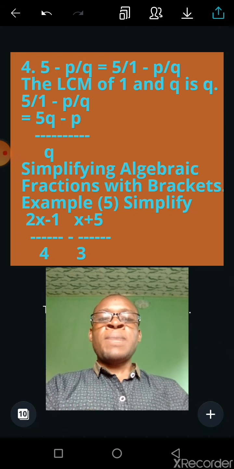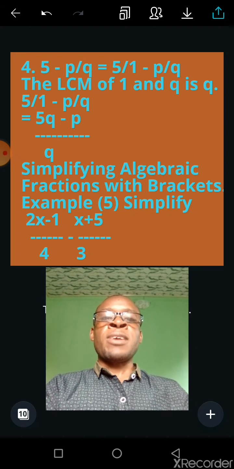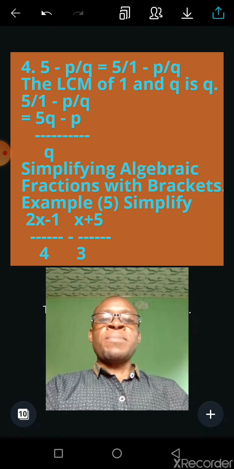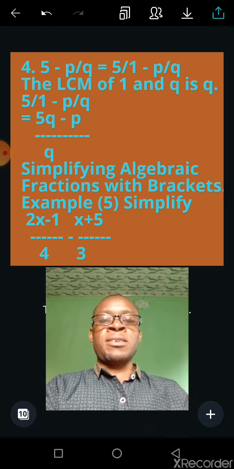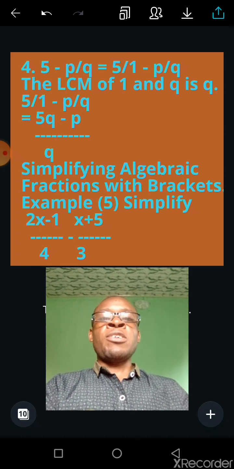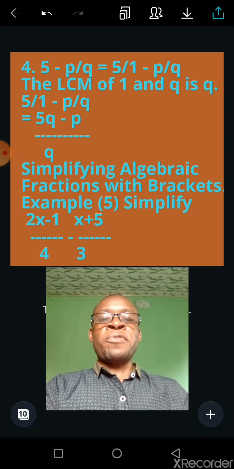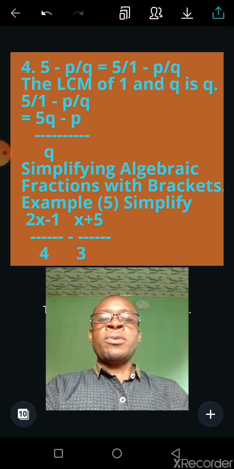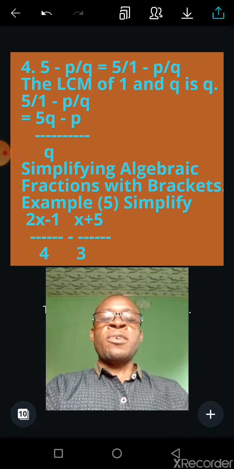We go to the next step, which is simplifying algebraic fractions with brackets. When brackets are involved in algebraic fractions, we need to remember our principle or rules for removing brackets. Example 5. Simplify (2x minus 1) all over 4 minus (x plus 5) all over 3.